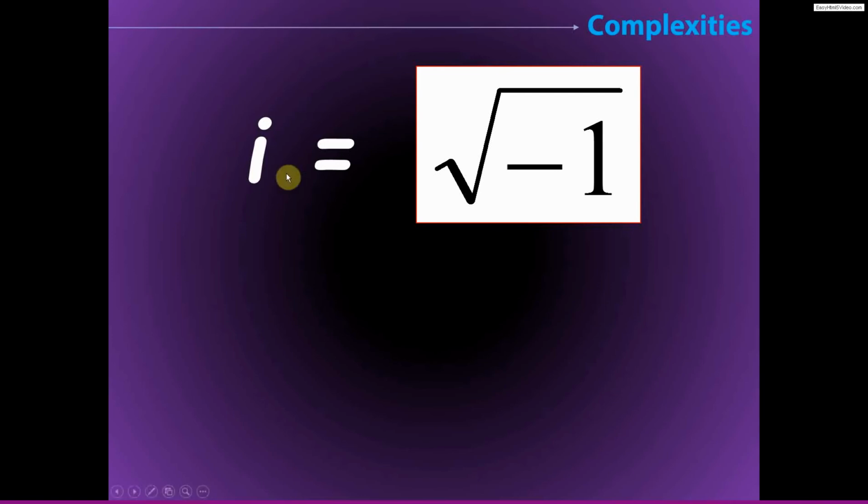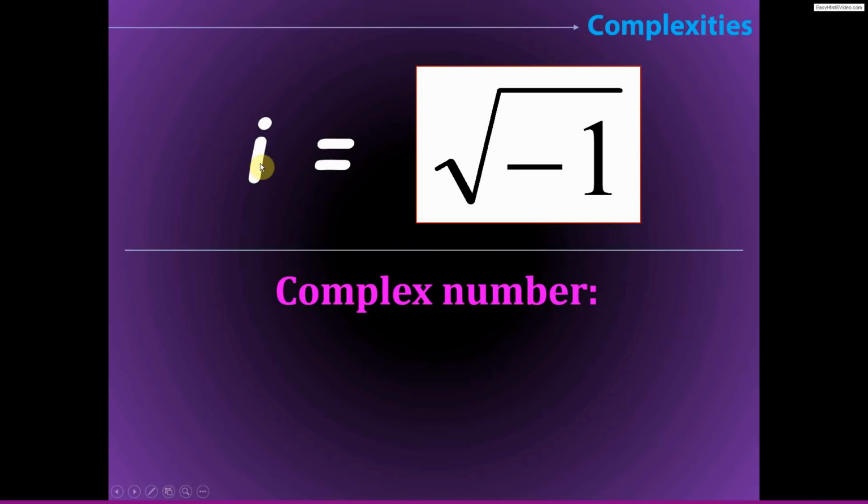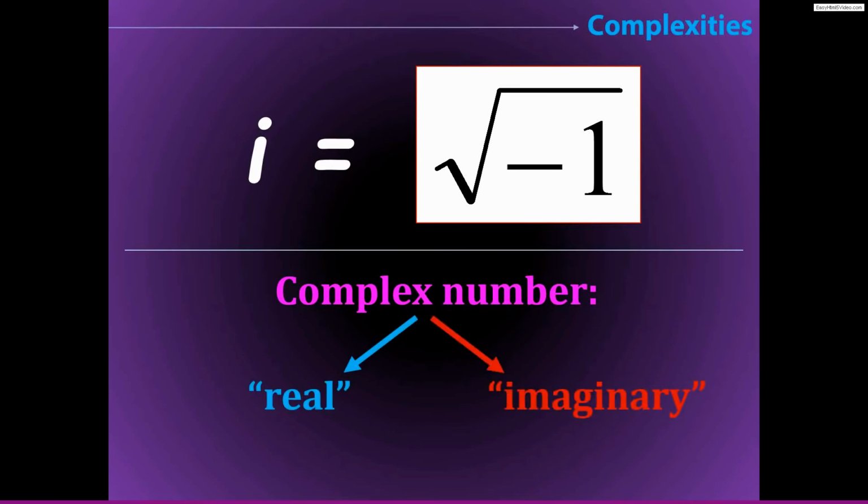Okay, so incorporating this imaginary operator into numbers gives us something called a complex number. A complex number is a number that has two parts or two components. It has the real part and the imaginary part. And a complex number looks something like this. Here the real part is 1, the imaginary part is 2i.